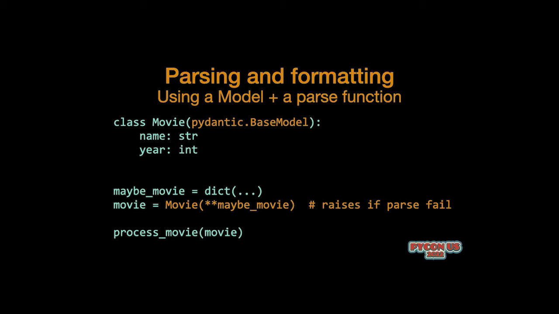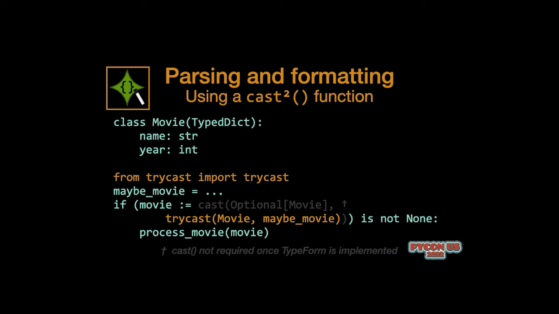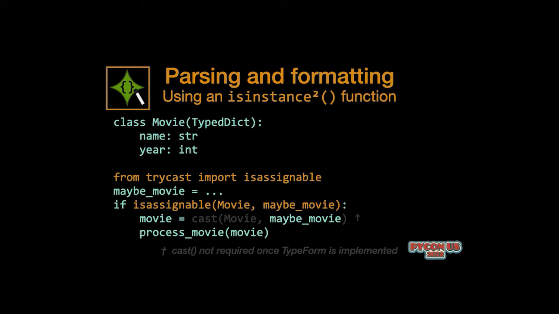If you're using the strategy of TypedDict, in this particular instance it's easier to use a smart cast function, which actually checks at runtime whether something is assignable to the Movie type, and returns it if it is, and returns none if it's not. So this is one way to do it, or you can just use an isinstance function, and there are many different modules providing an isinstance function. This is the one from trycast, but as mentioned earlier in the presentation, there are several others as well.